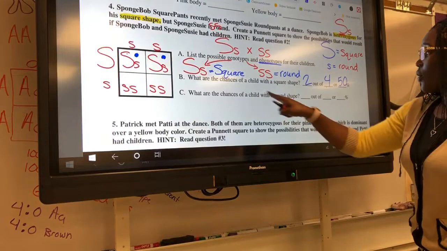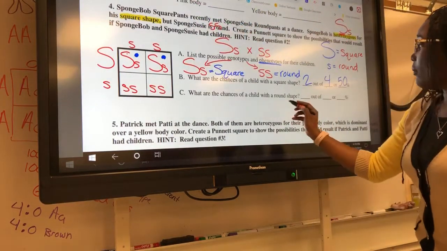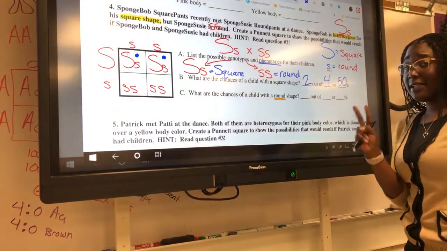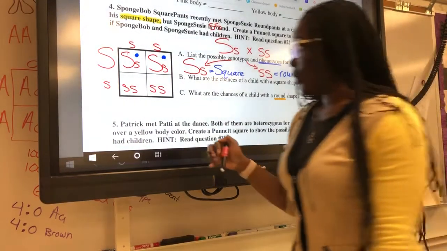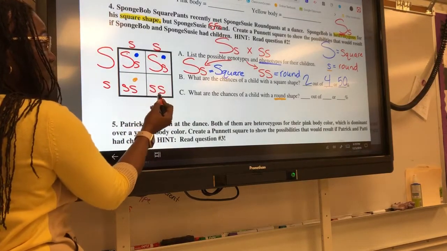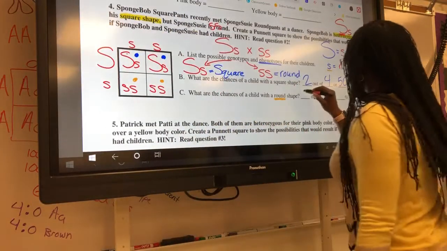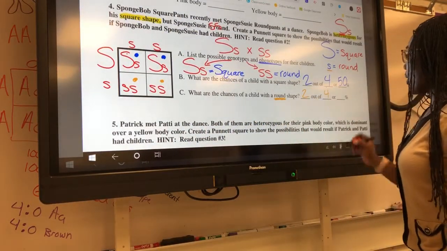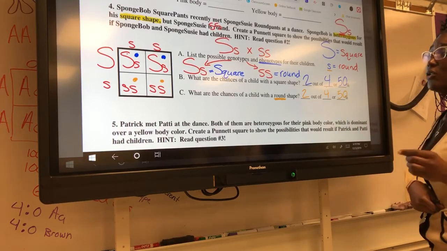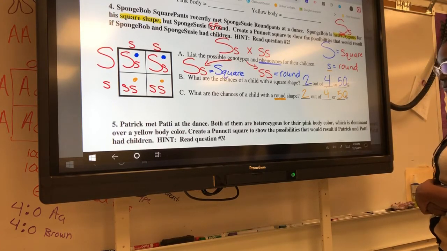All right, now we're going to round. Okay, so how many of them will be round? And remember, round is recessive. So you must have two recessive S's. We have two recessive S's here, one, and we have two recessive S's here, two. So therefore, we have two out of four, which is 50%.